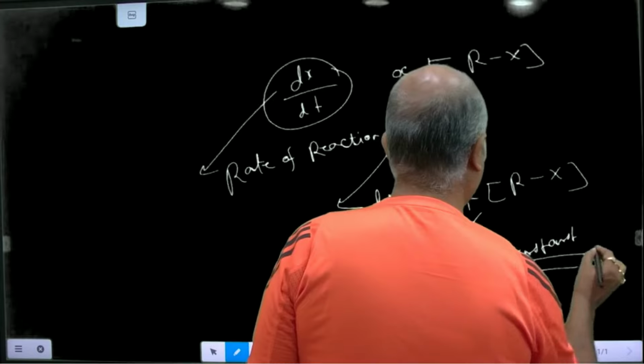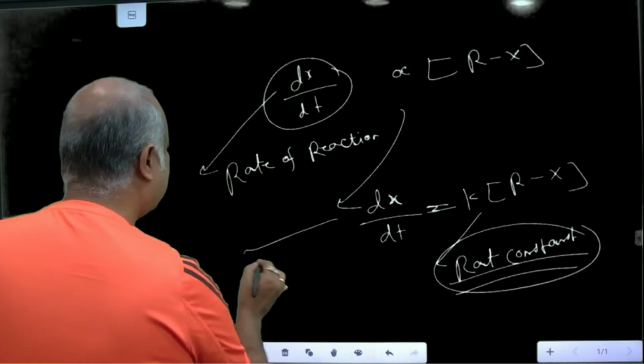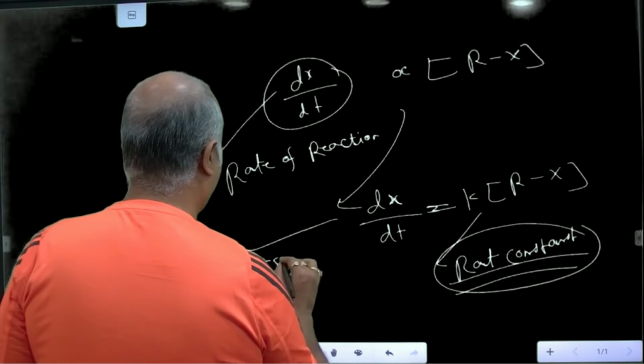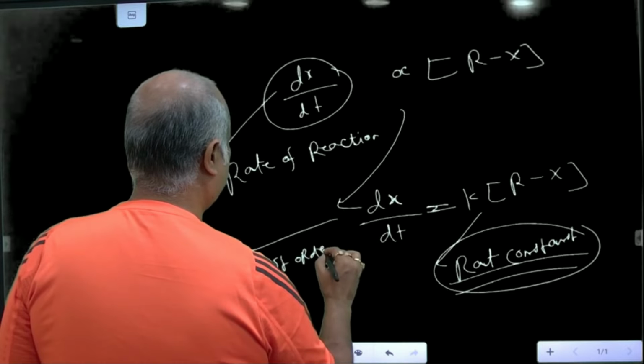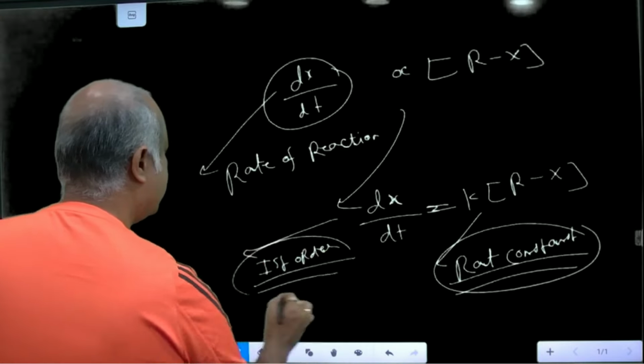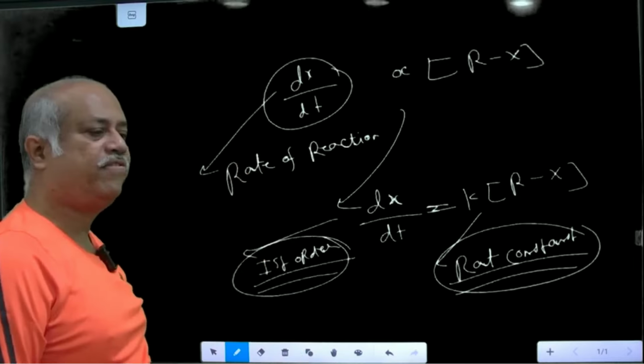This K is the rate constant, and that is the first order chemical kinetics. That is a very important question also for JEE and WBJEE, any competitive examination.